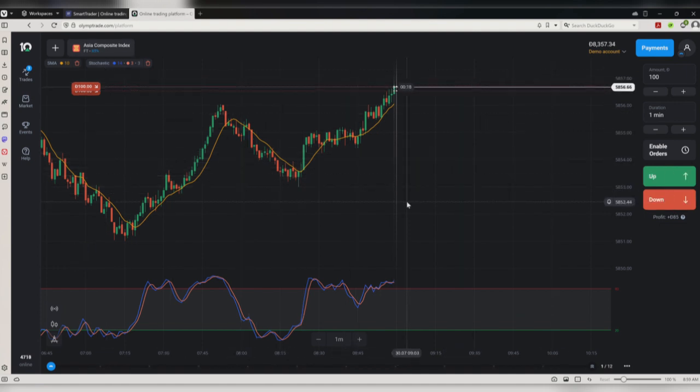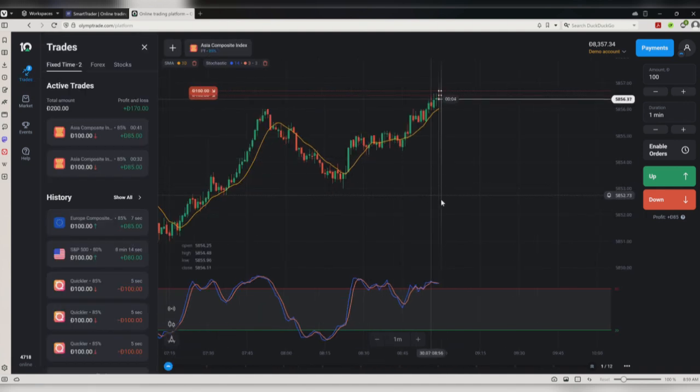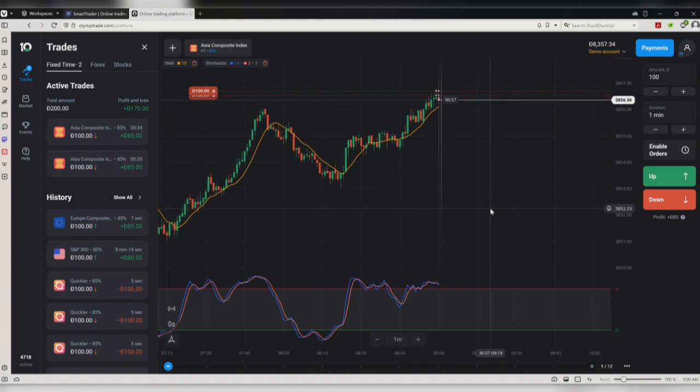Today, we're talking about trading on OlympTrade using candlestick patterns, the simple moving average, or SMA, and the stochastic indicator. So, let's get into it.